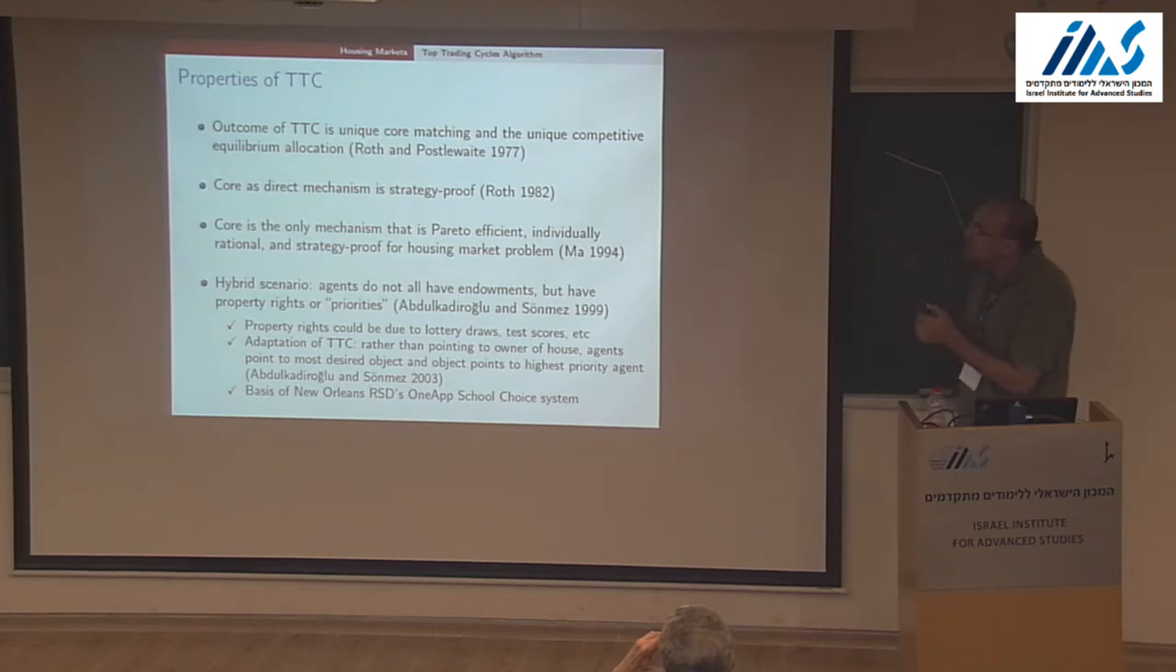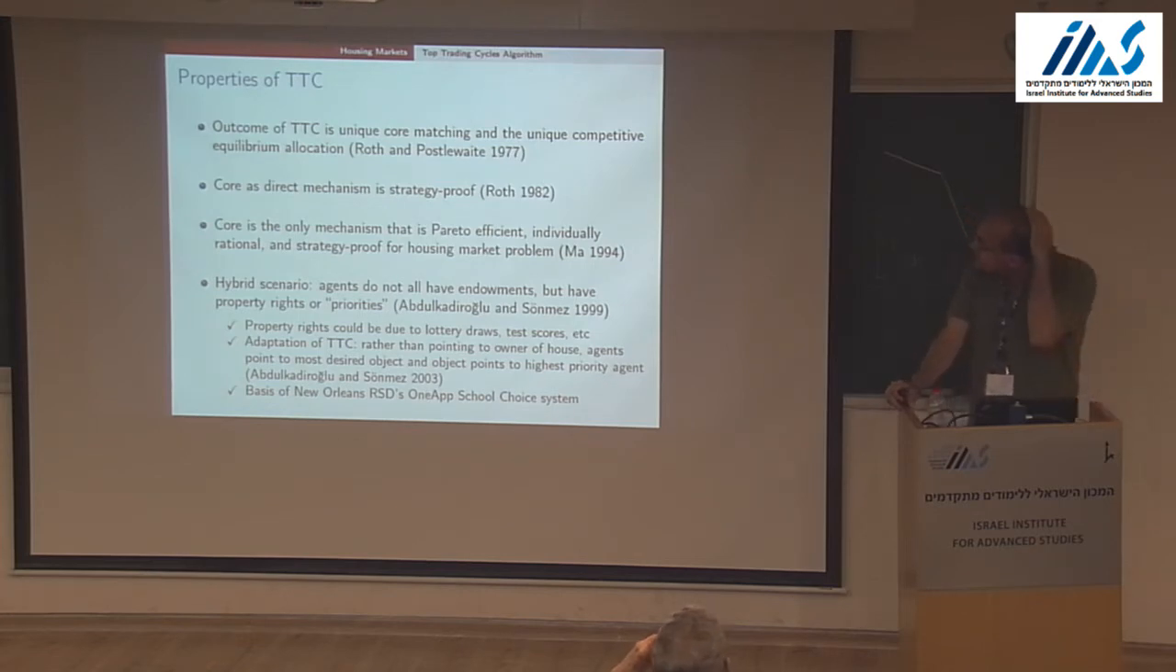The way I first described TTC is I have agents pointing to other agents, and we look for cycles between agents. Suppose instead of having agents point to the owner of the house, we have agents actually point to houses. That is the adaptation of TTC that allows for its use in richer environments. Rather than pointing to the owner of a house, I point to the house itself. This accommodates the possibility that a house may not have an owner. And what the house is going to do in this setting is point to the agent who has the highest priority.